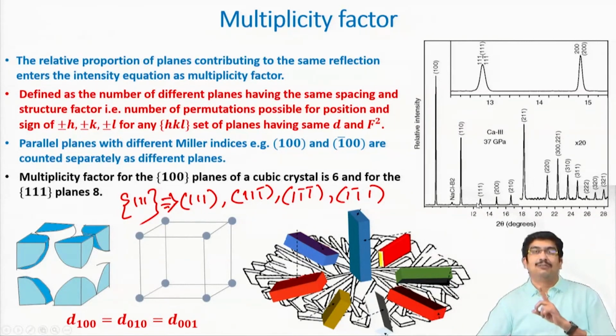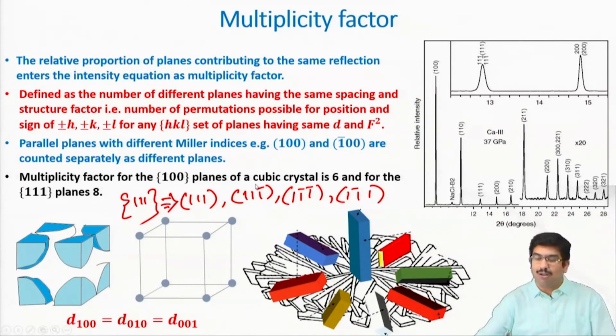Now, the point is that in a 100 type plane, I can have 6 such planes, 6 side planes, whereas in a 111 type plane, I can have 8 such planes: 4 here and the 4 opposite planes. So there are 8 such planes possible in the 111 family of planes, whereas there are 6 possible in the 100 type of plane. That means the relative proportion of 111 type planes is higher than 100 type planes.